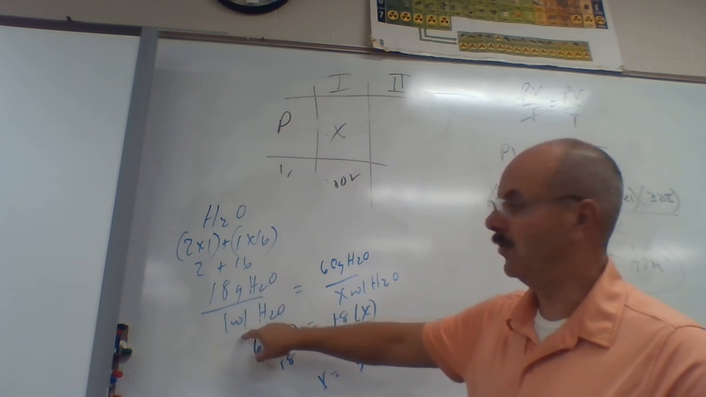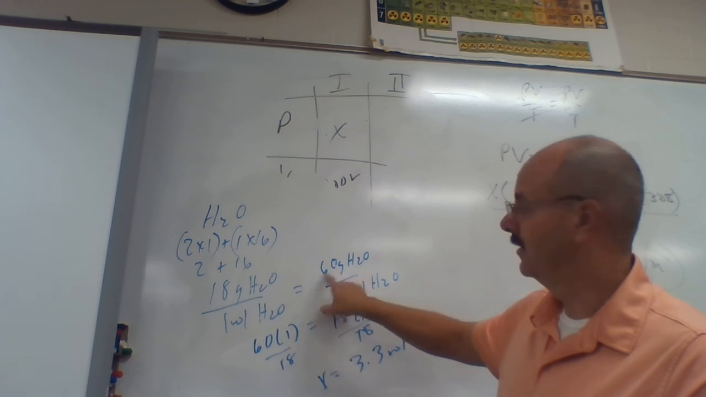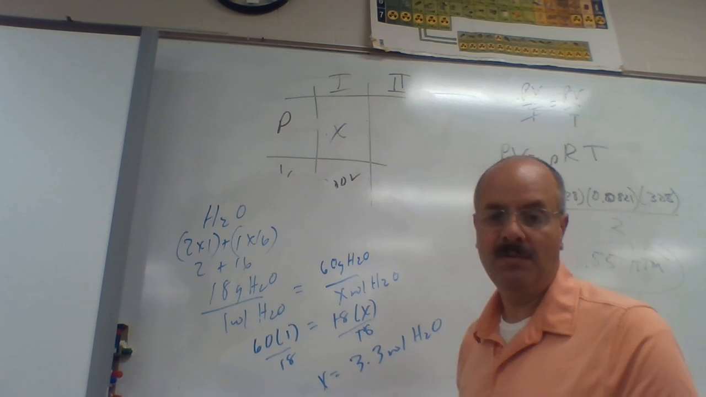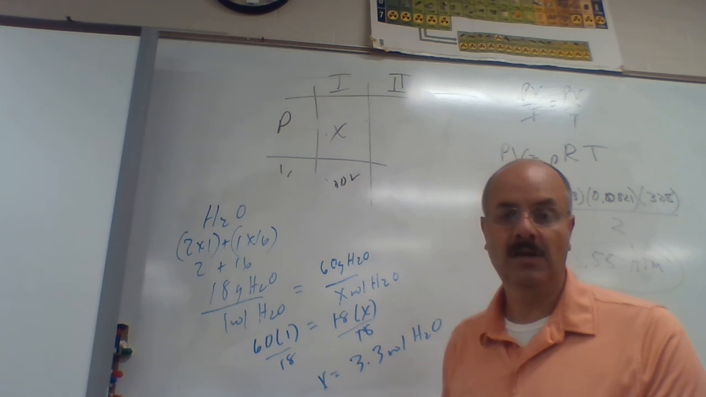I'm looking at it and go, well, does that look right? Well, 18 is 1 mole. 18 went up to 60, so 1 should have gone up. Yep, it did go up. It went up to 3.3. So that sounds good. All right.